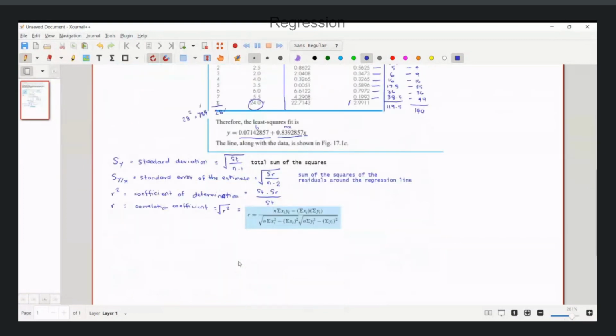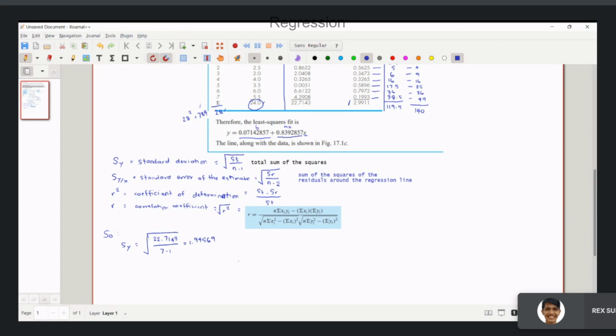So, we can now get SY. Where do we solve? So, SY equals 1.94569182, miss. Is that right? Yes, miss. Okay.